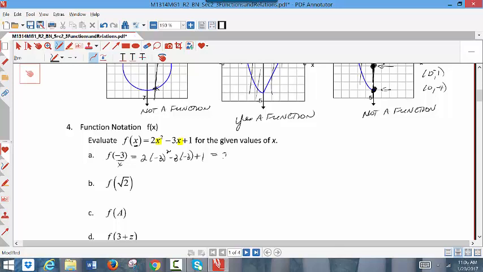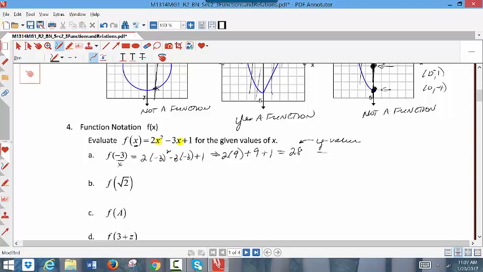This becomes 2 times (-3) squared. -3 times -3 is a positive 9. Minus 3 times -3, which is another positive 9, plus 1. So this is 18 plus 9, which is 27, plus 1, which is 28. So the answer is 28. You were given an x value of -3, so it's actually pretty logical that the result must be a y value. You were already given the x, so the y value must be 28.